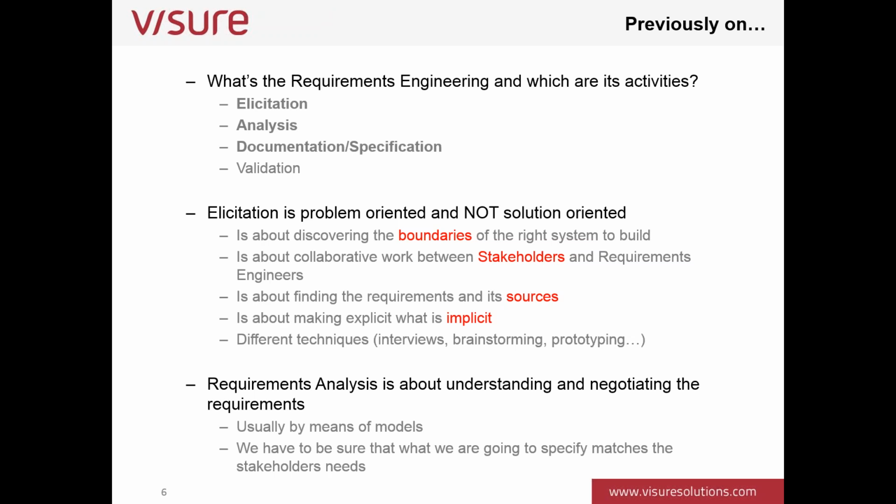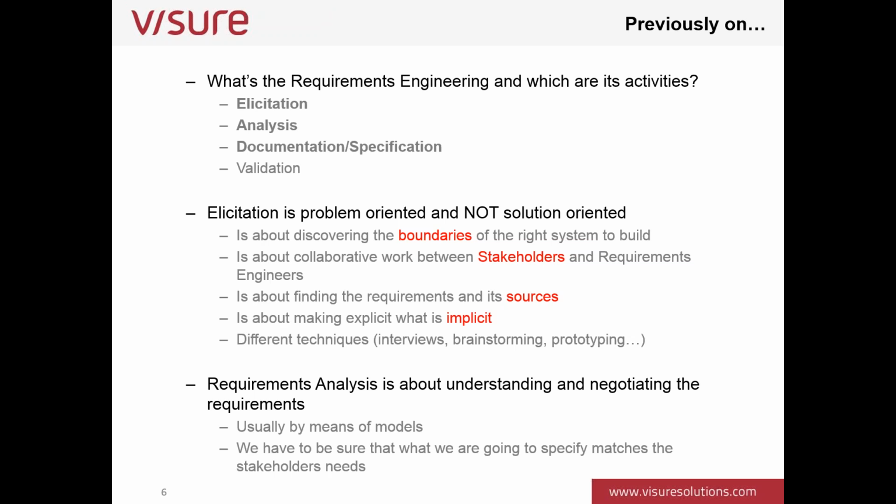We will be focusing on that in today's webinar for validation, and in future webinars, when we start talking about requirements management activities, we will be talking about traceability a lot. We have seen different techniques for gathering the requirements: interviews, brainstorming, prototyping, previews, different points of view, questionnaires, and so on and so on.